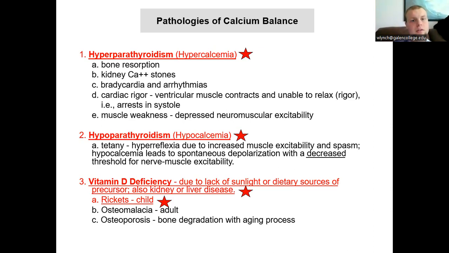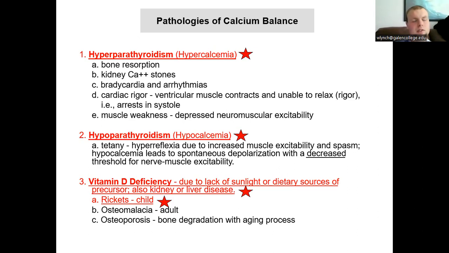Hypoparathyroidism or hypocalcemia. This can lead to tetany or hyperreflexia due to muscle excitability and spasm. It can also lead to spontaneous depolarizations and decrease the nerve threshold for muscle excitability.